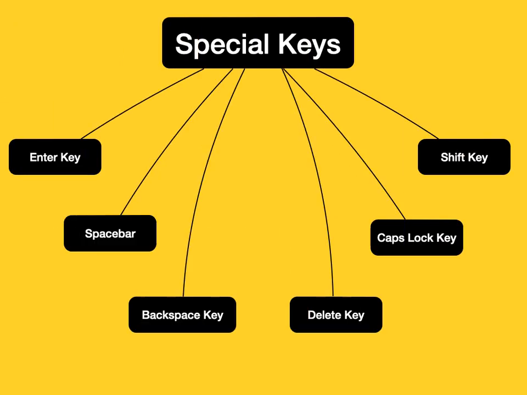So kids, other than these keys, we have some special keys that are present on our keyboard, and these special keys are enter key, spacebar, backspace, delete key, caps lock key and shift key. Why do we call these special keys? Because these keys are used to perform some special task or special function.